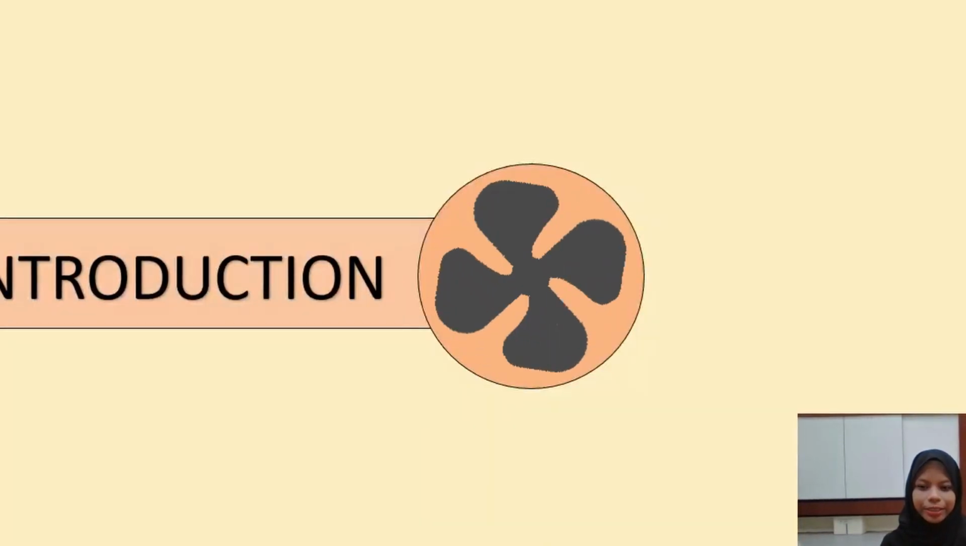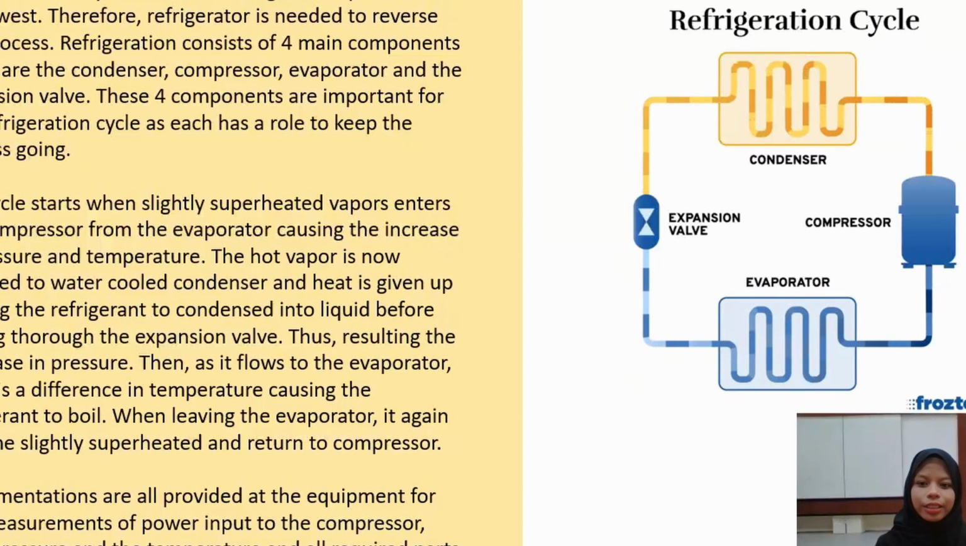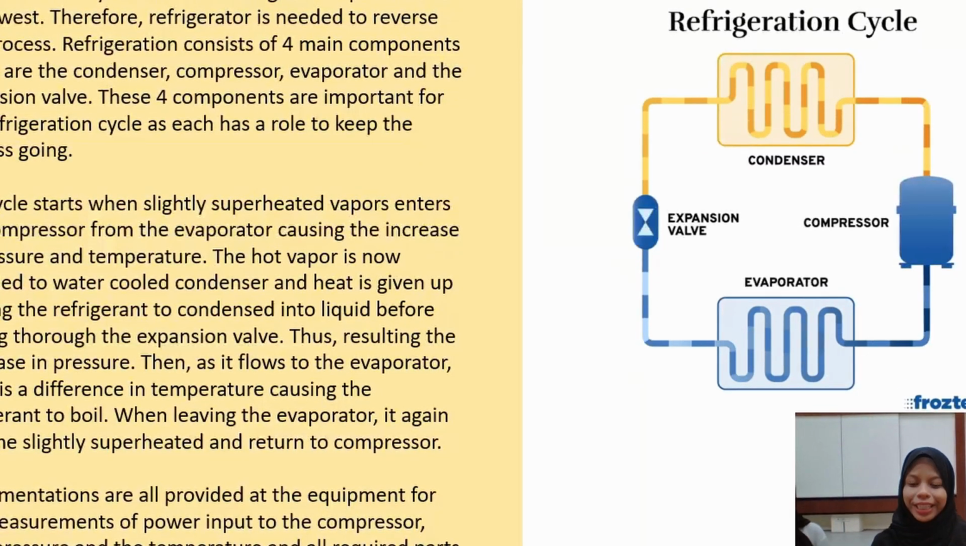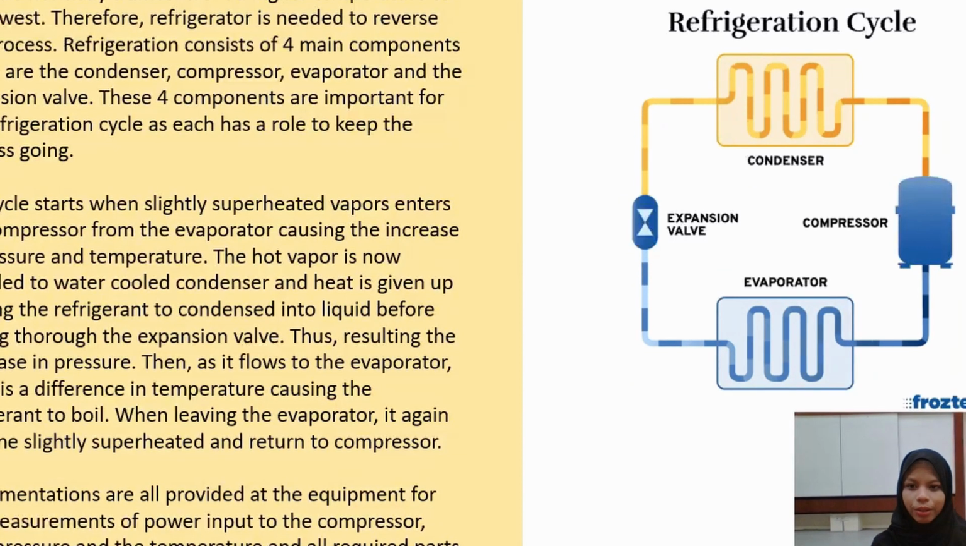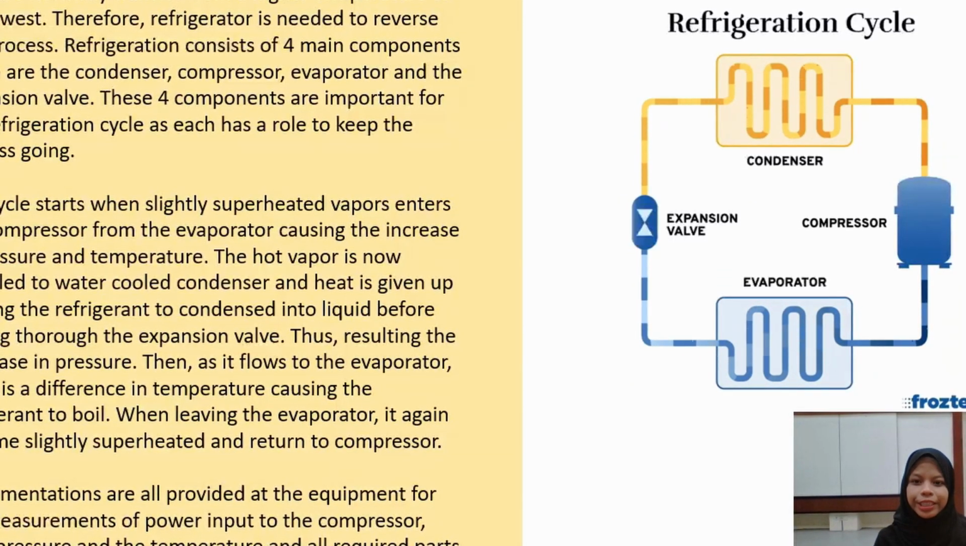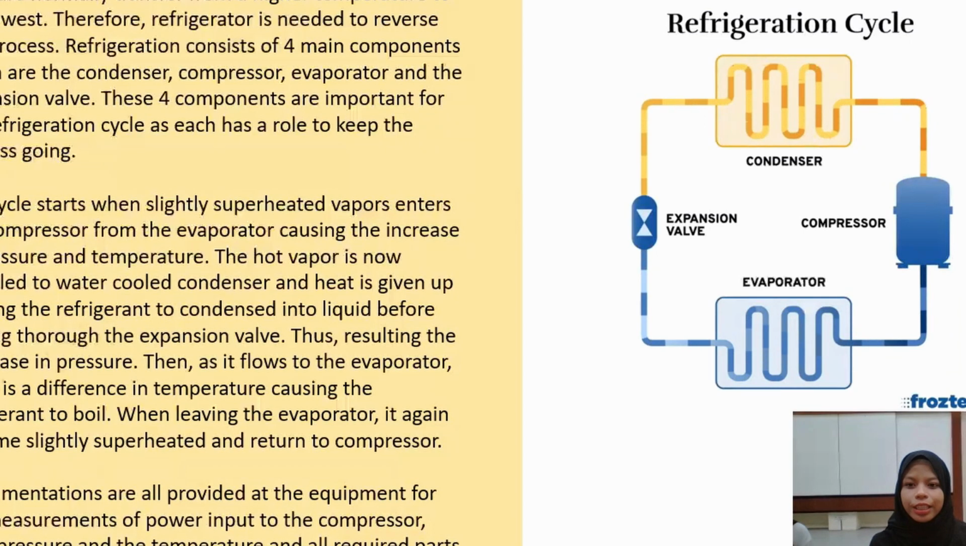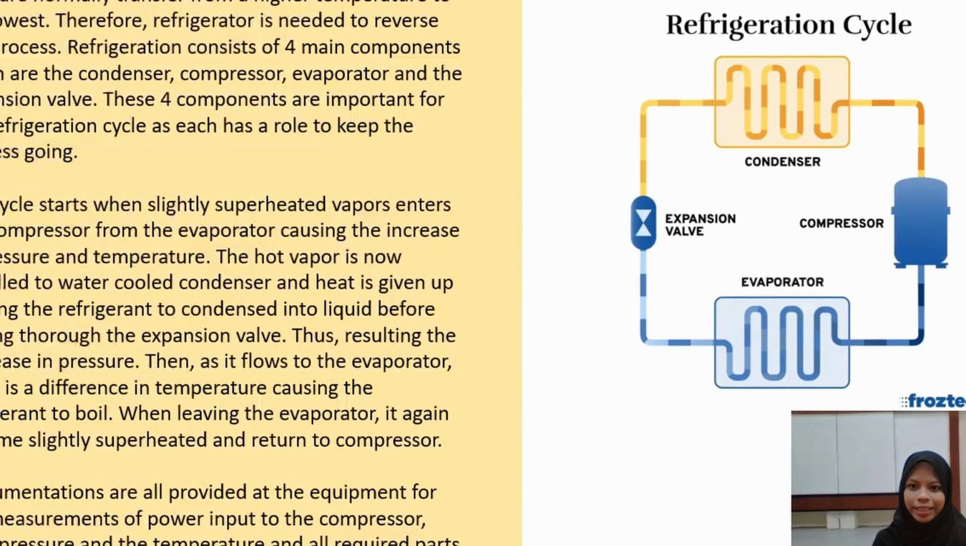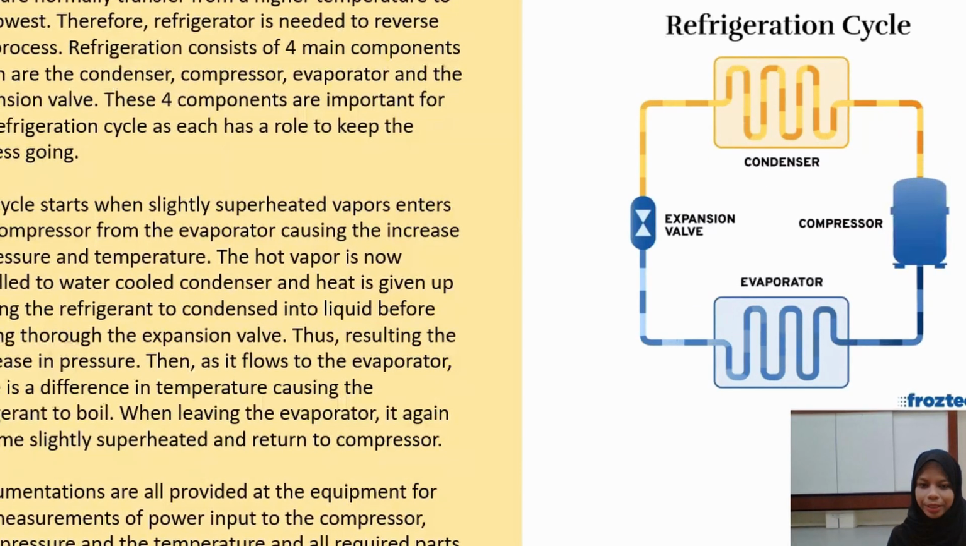Okay, next I will explain the introduction. So for the refrigeration cycle, heat is normally transferred from a higher temperature to the lower. Therefore, this refrigerator is needed to reverse this process. So refrigeration consists of 4 main components, which are the condenser, compressor, evaporator, and the expansion valve.